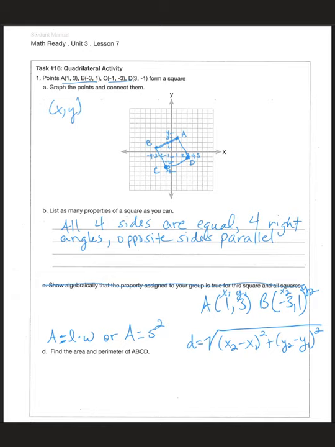And whatever that distance is also the distance between B and C, C and D, okay? So once you find that, then you have enough information to find the area, length times width. And then you also have enough information to find the perimeter, which would be whatever that measurement is times 4, or add that number 4 times.